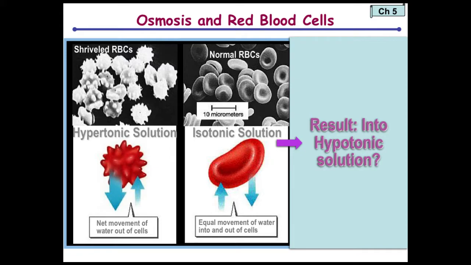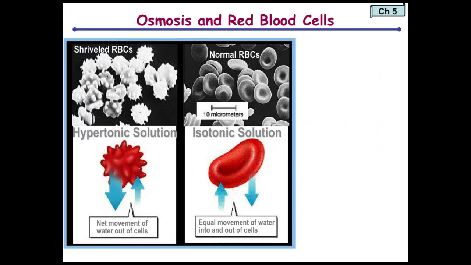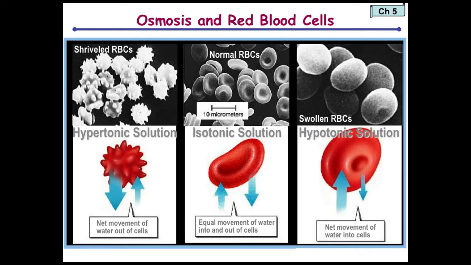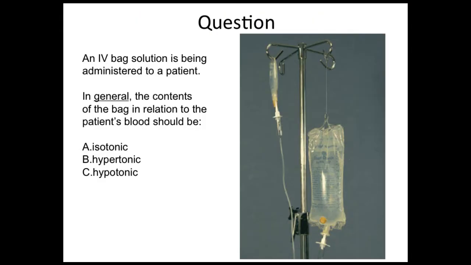What if we place our red blood cells into a hypotonic solution? What's going to happen? There we go. Those red blood cells swell, and eventually, if they are placed in a hypotonic solution for too long, they can even burst. Because remember, red blood cells are in our bodies. They're animal cells, so they have no cell wall. There's nothing preventing that cell from bursting.